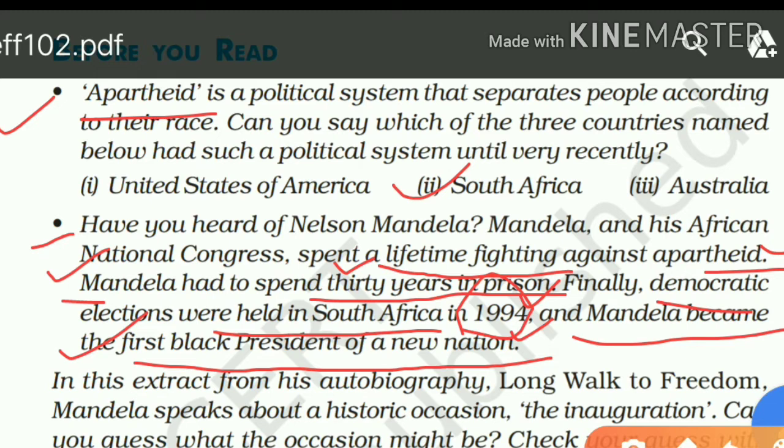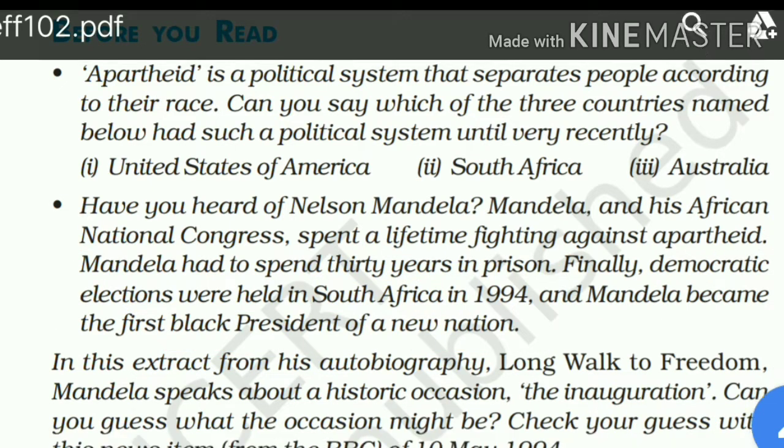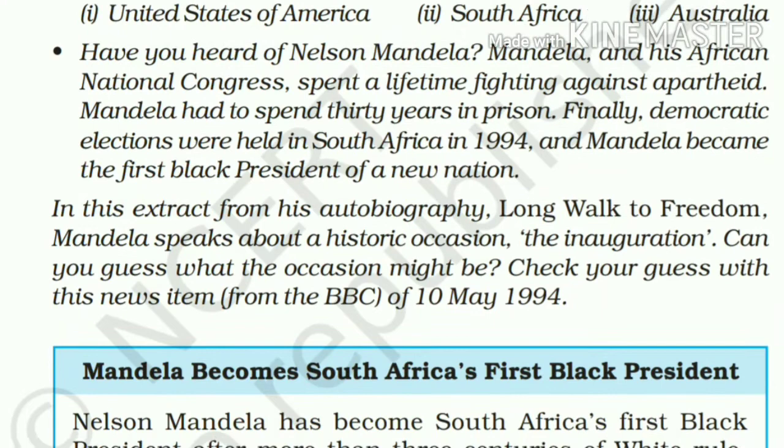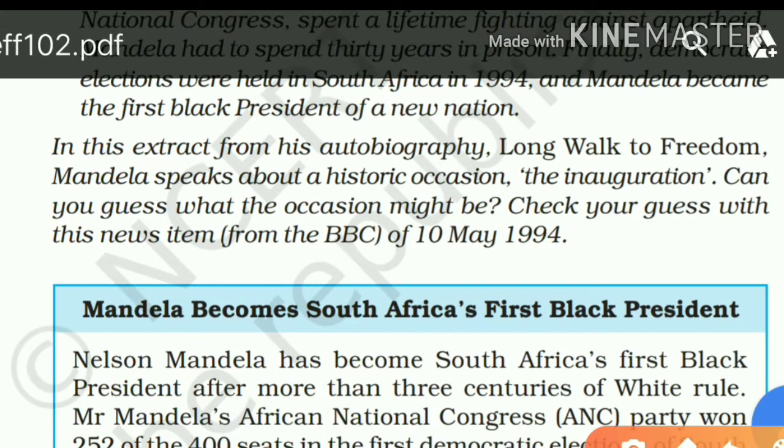Fine. Further, we can see that in this extract from his autobiography, means this chapter is actually an extract, some part. Extract means a part of his autobiography, Long Walk to Freedom. Mandela speaks about a historic occasion, the inauguration ceremony. Can you guess what the occasion might be? So now we are going to know about the inauguration ceremony. The inauguration, or we can say it was the installation of Democratic Republic.